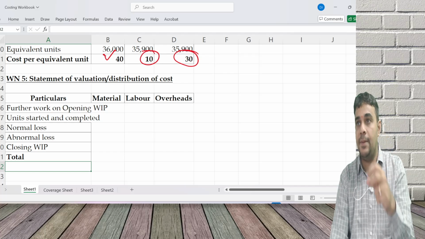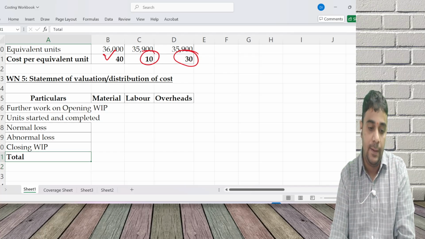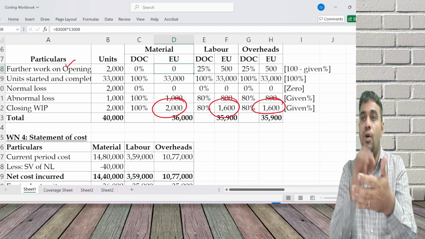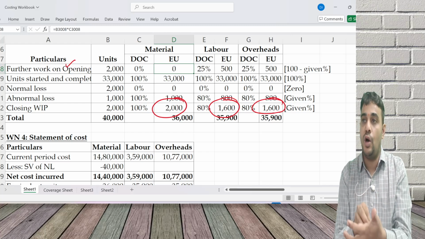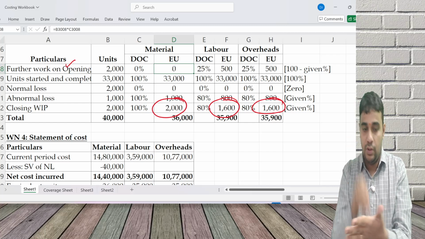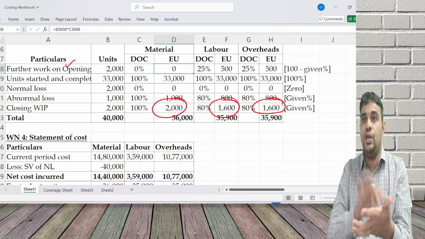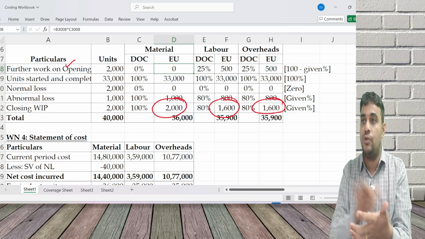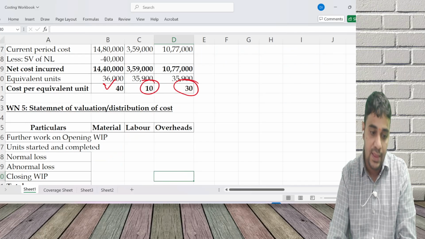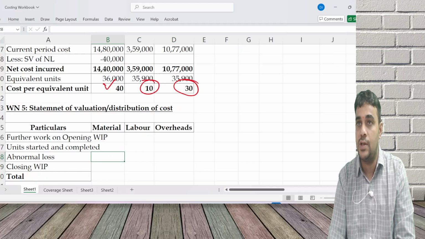Take whatever number is there in the calculator. In the calculator, do 40 into 0, 33,000, 0, 1000, 2000. Clear? 40 into 0, then 33,000, 0 you need not do, into 33,000. So into 0 equal to, 33,000 equal to, 0 equal to, 1000 equal to, 2000 equal to. Wait for some time. In that, normal loss will not come because it's already valued.